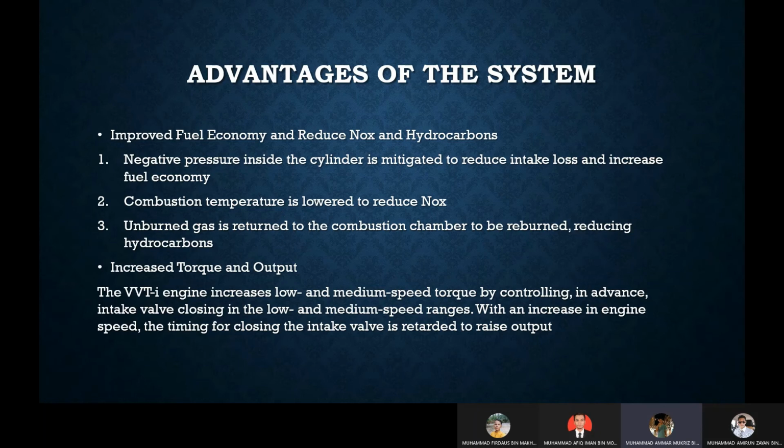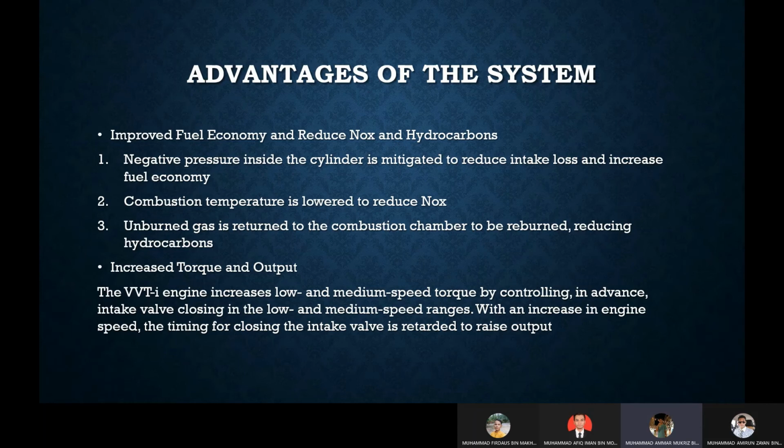The second point of the advantage is increased torque and output. The VVT-I engine increases low and medium speed torque by advancing the intake valve closing in the low and medium speed range. With an increase in engine speed, the timing for closing the intake valve is retarded to raise output.